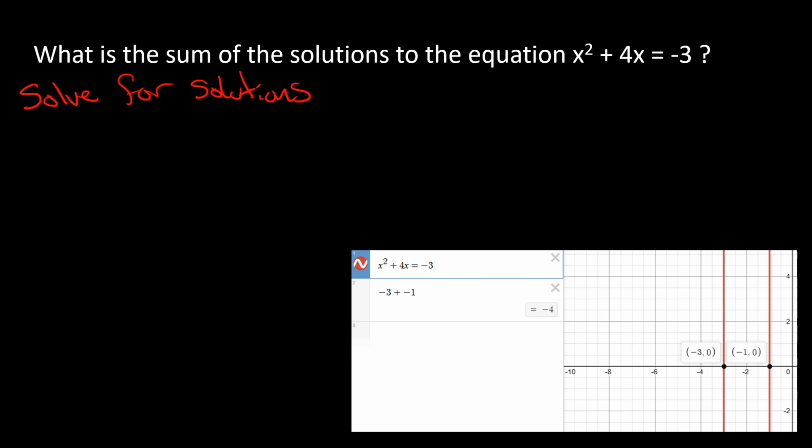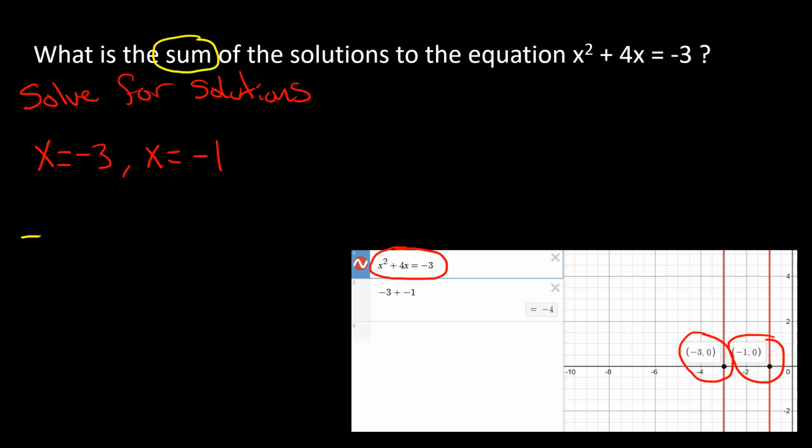I'm going to go ahead and solve this using Desmos. I plugged in the equation just the way it is. Okay, and I see here that one solution is -3 and the other is -1. So we would say x equals -3 and x equals -1. Now these are not our answers here. These are just the solutions for this quadratic. The question is asking us for the sum. That means they want us to add these two. So we would do -3 plus -1, which is -4.